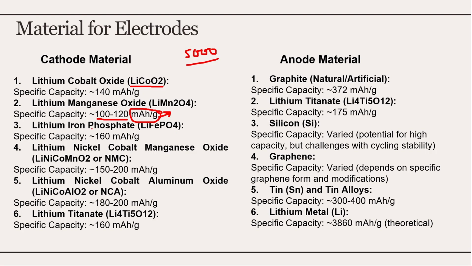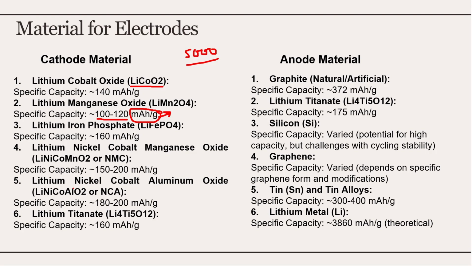Another one is lithium iron phosphate. These are LFP batteries, LiFePO4. Its specific capacity is nearly around 160 mAh per gram. And the NMC batteries and LFP batteries are more widely used in electric vehicles nowadays.